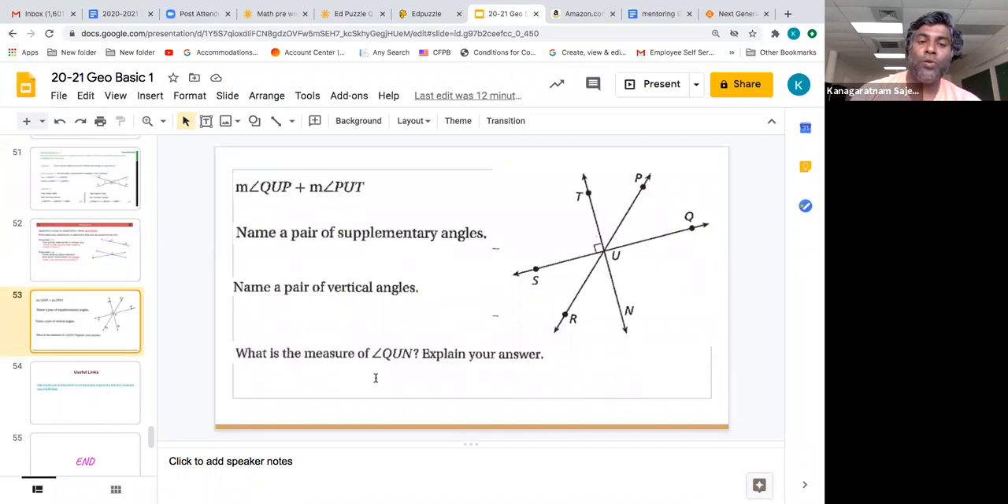And what is the measurement of QUN? Here you can notice one thing I want to tell you. If you see a box like this, that means it's 90 degrees, or a right angle. So now you have to find QUN. You can use any theorem or postulate that we learned to figure it out. If you figure it out, please let me know.